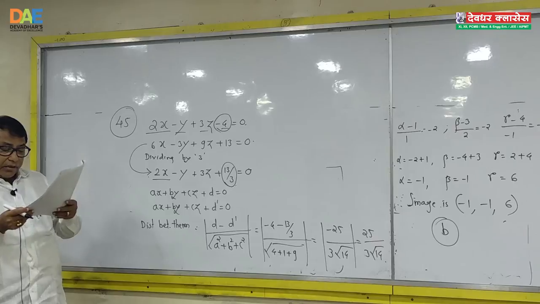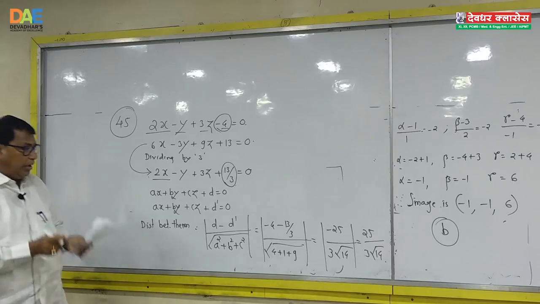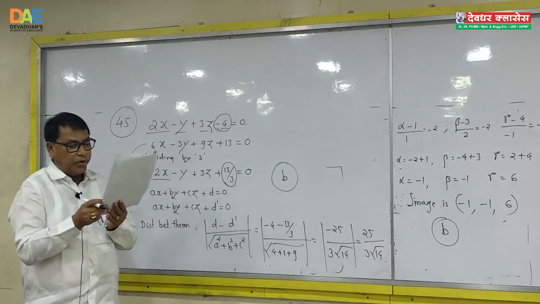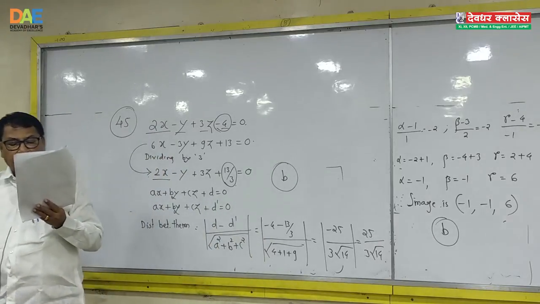So what is given? 25 upon 3 root 14. B choice is your answer. Correct, right?